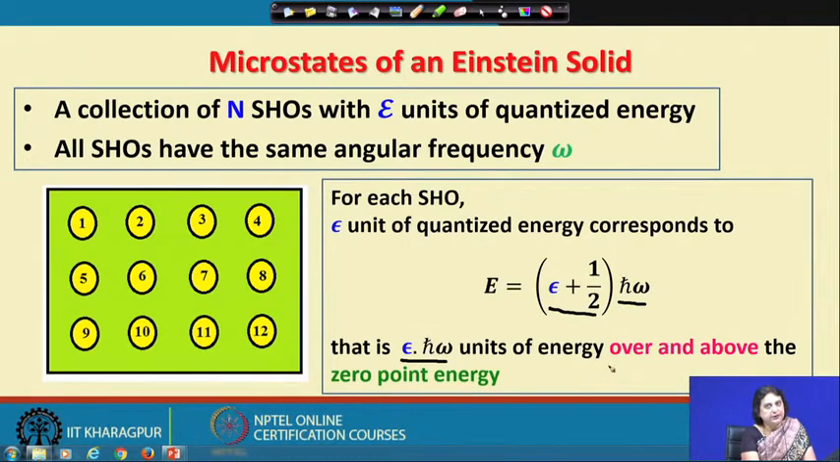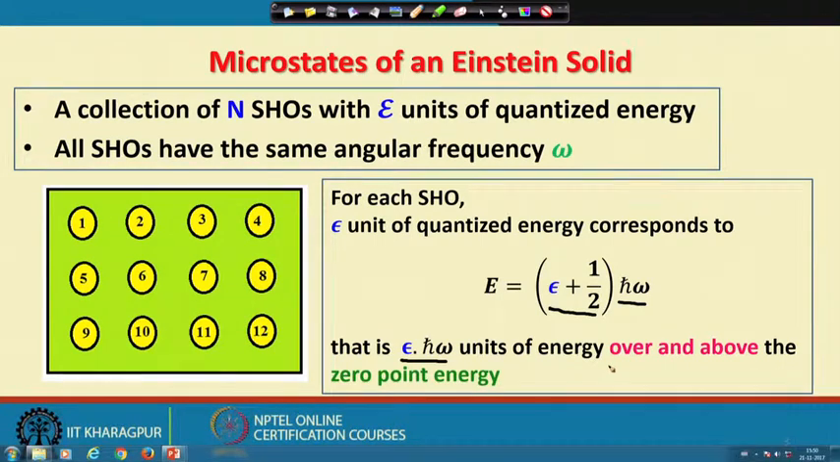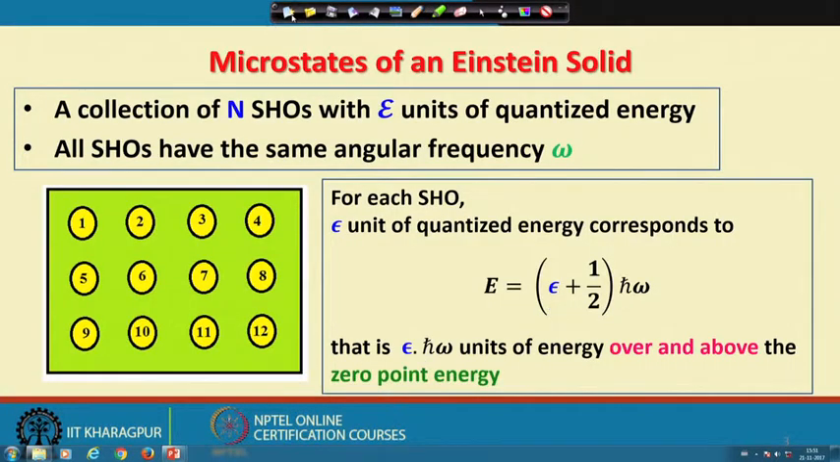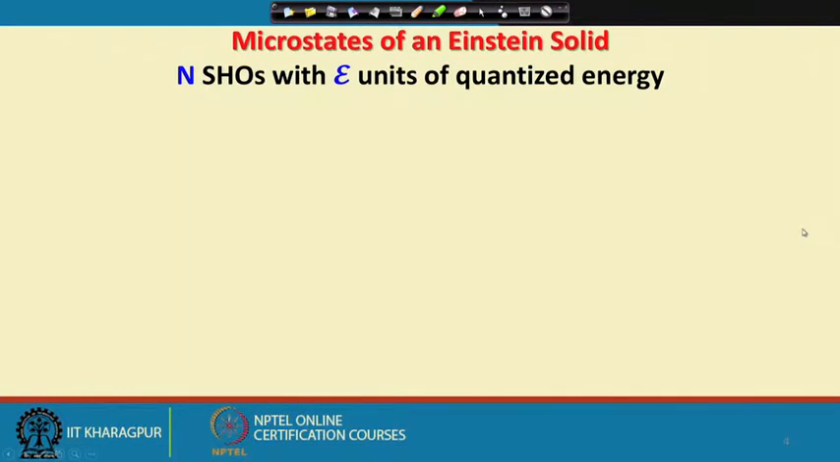Since all of the oscillators will have the same zero point energy, having the same angular frequency, we can assume it to be the zeroth level of energy, and therefore whatever energy the system possesses over and above the zero point energy is what we are going to be interested in for the rest of our lecture.